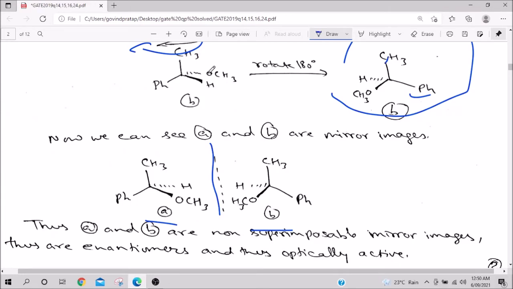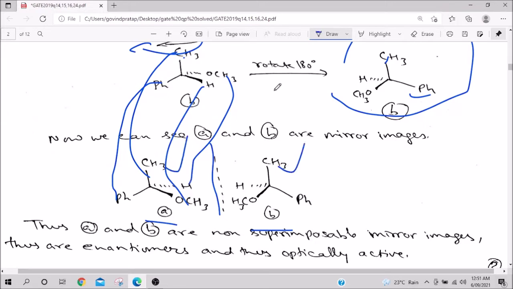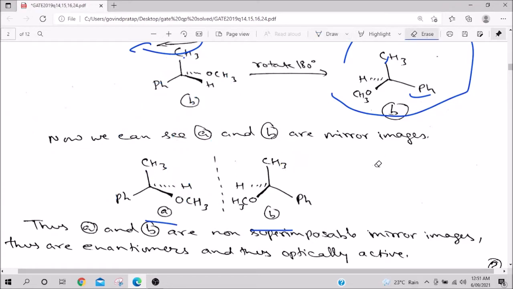Something like this. This CH3 you put on this, so you will see that this CH3 superimposes on this. That time this pH also superimposes on this, but this H is not superimposing on CH3. Similarly, this OCH3 is not superimposing on H. So they are not superimposable on each other, but they are mirror images. So they are enantiomers, and therefore they are optical isomers of each other, right?